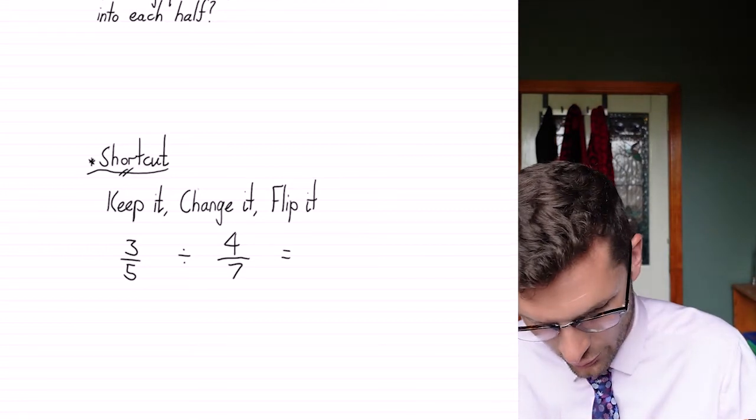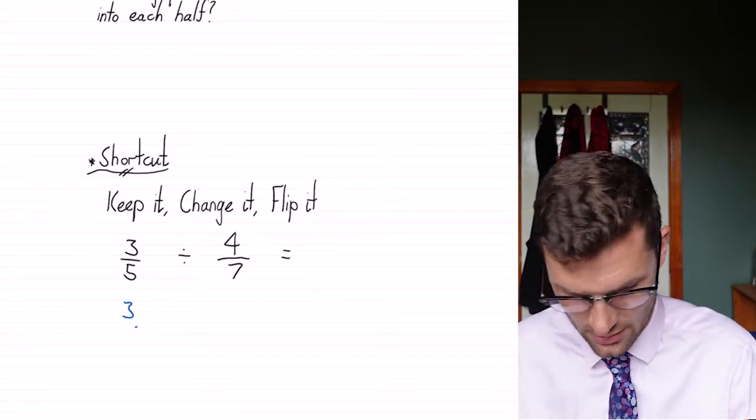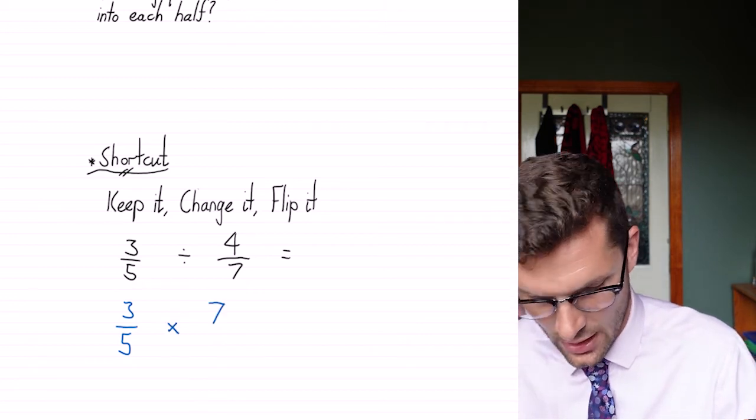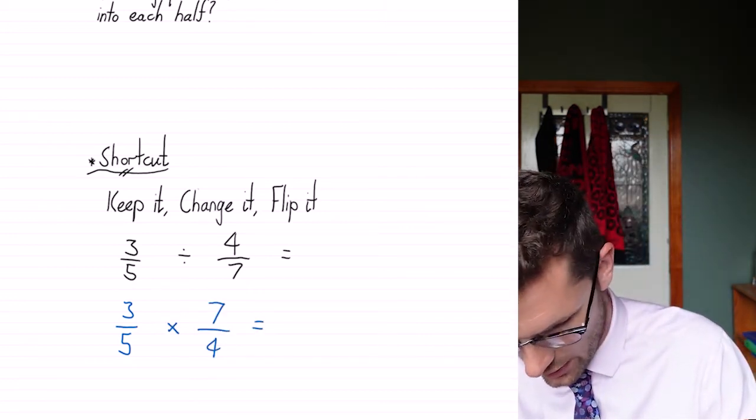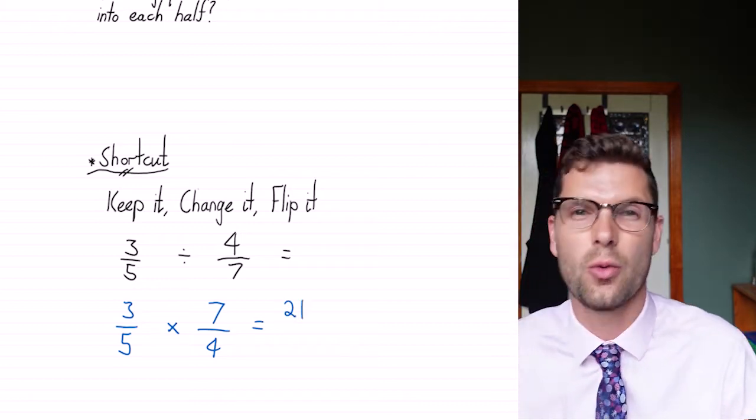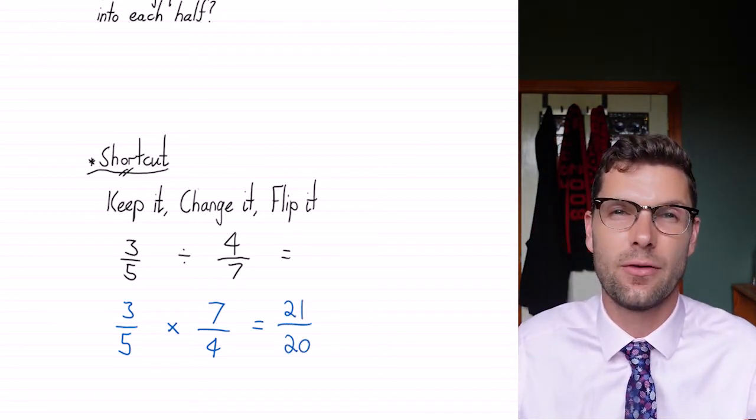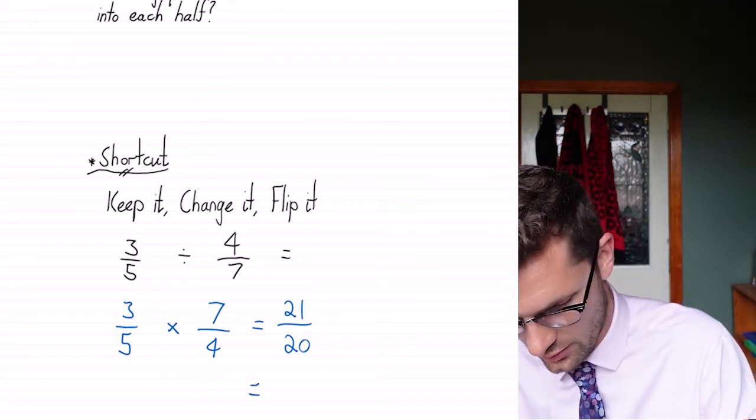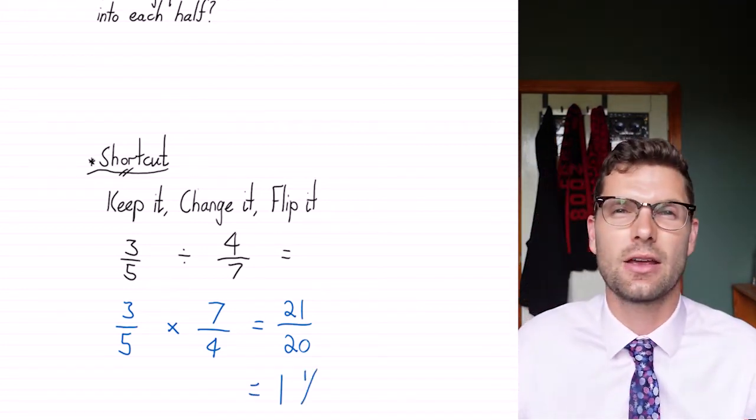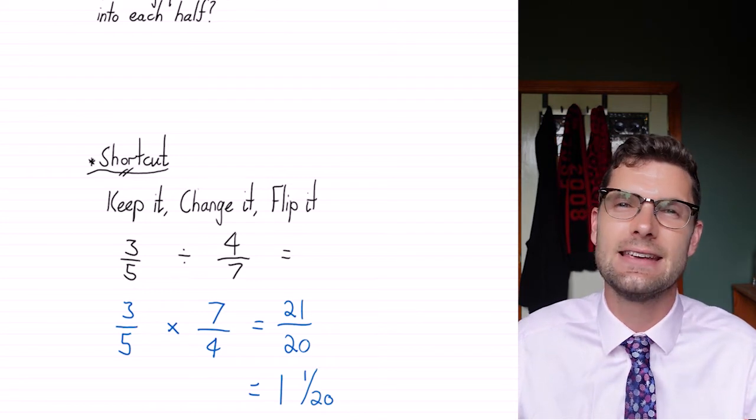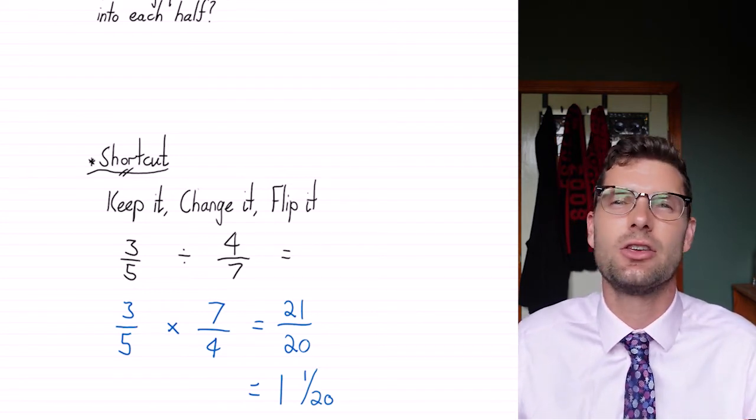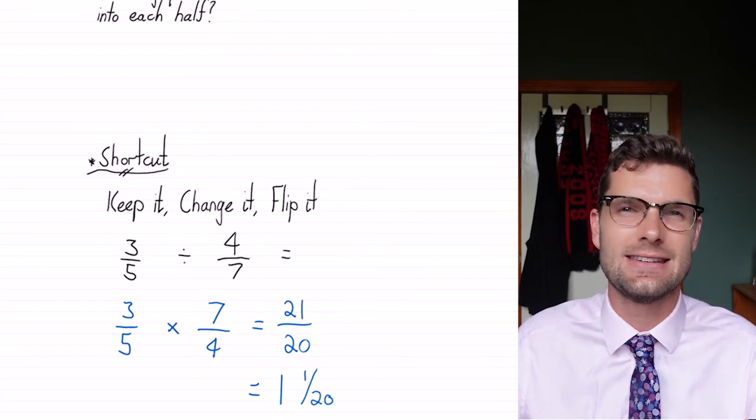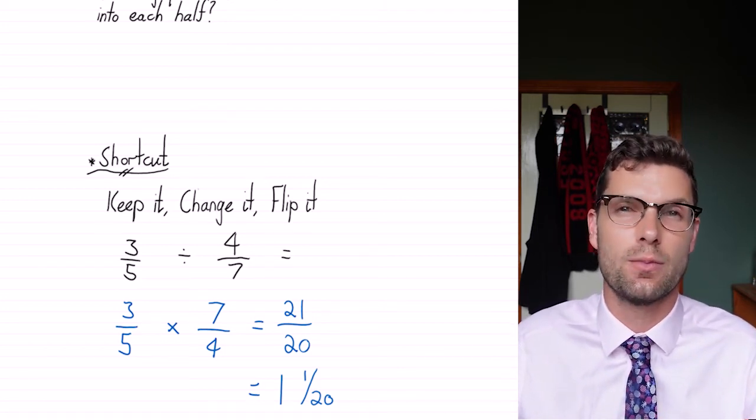So for this one, we've got 3/5 because we've kept that, times by 7/4. The answer to this is 21/20, which does not have a simplified form. If you do want to write it as a mixed numeral, it's 1 and 1/20. Okay, so with that easy keep it, change it, flip it, you can turn it from quite a difficult division question into a pretty straightforward multiplication question.